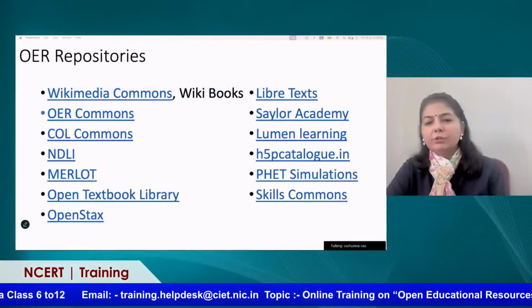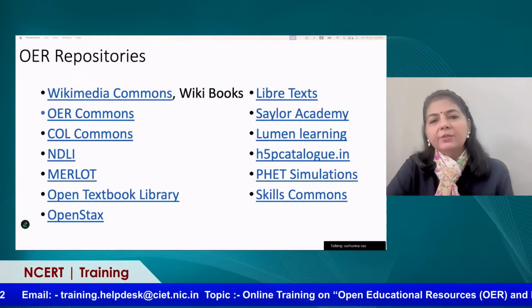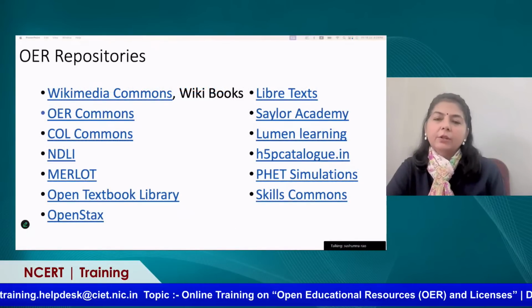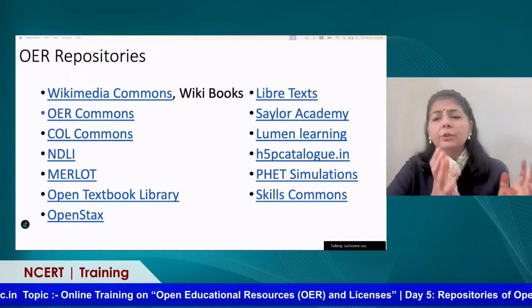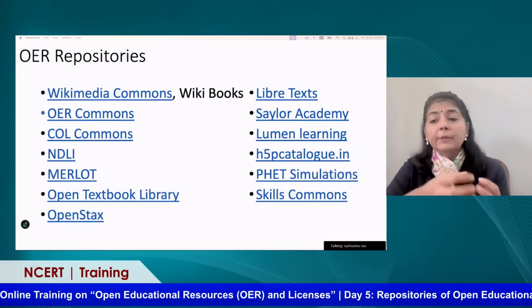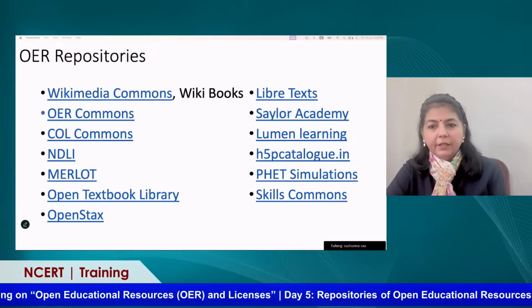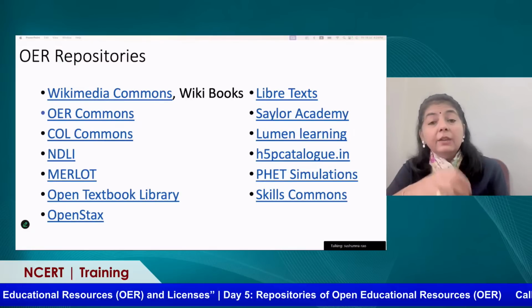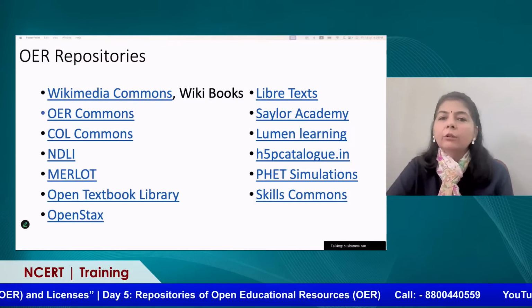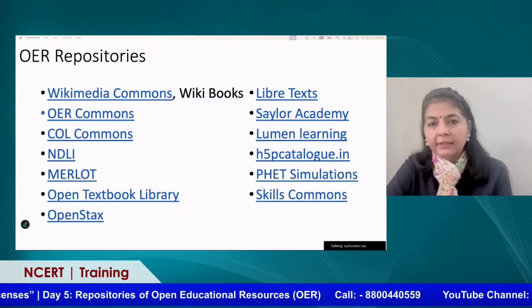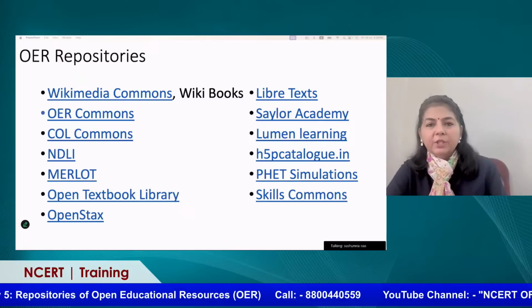Okay, so continuing with our repository examples, we just saw some from India and also globally. First thing that comes to my mind is Wikibooks and Wikimedia Commons. In Wikimedia Commons, you will find a collection of freely reusable media files. Not only that, anyone can contribute to that platform also. In Wiki, you can also log in and write and correct or edit some information.